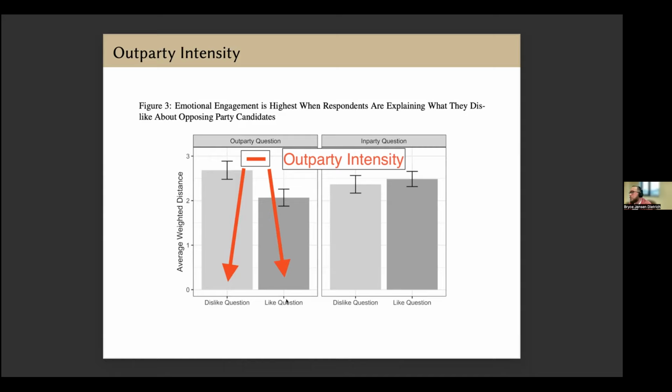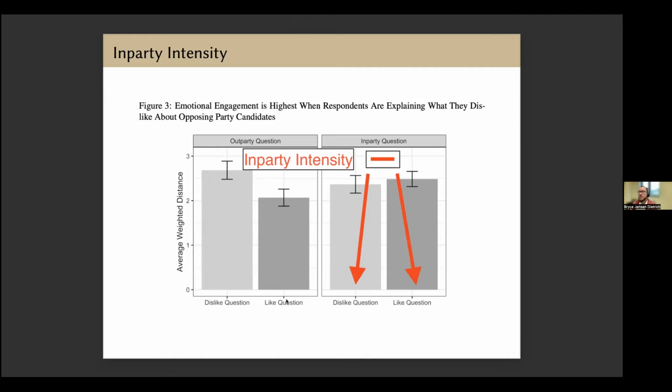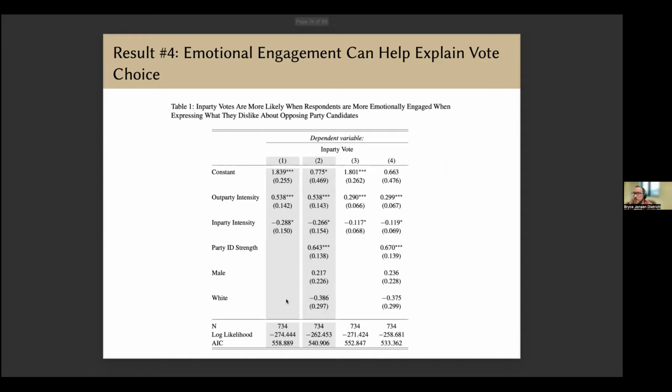In-party intensity is the exact same measure, except it's done for their own party's candidate. So here it will be positive if the individual is more emotionally engaged when explaining what they dislike about their own party's candidate versus what they like about their own party's candidate. The reason we centered on this type of framework is because we think the affective polarization literature is a good framework for thinking about how this could impact something like vote choice, and we ultimately found strong evidence that it does. The two models highlighted on the left only use audio and image data for these estimates. The two models on the right also incorporate text information when making those estimates.